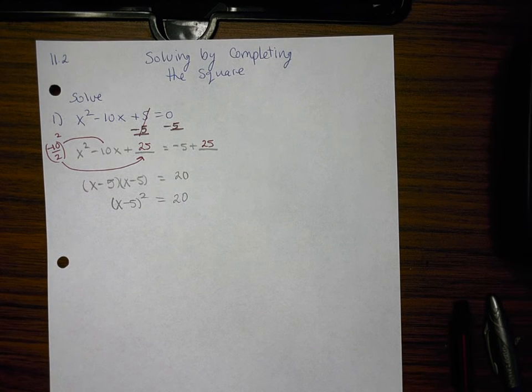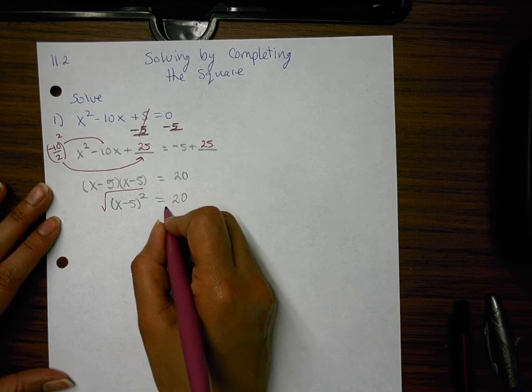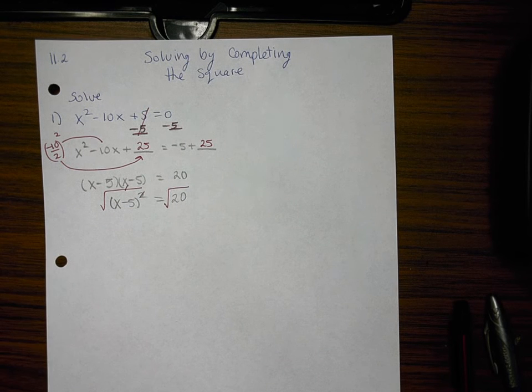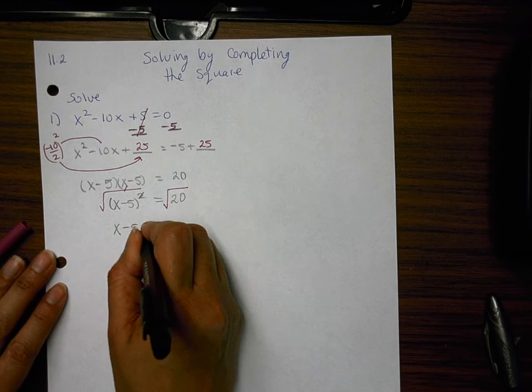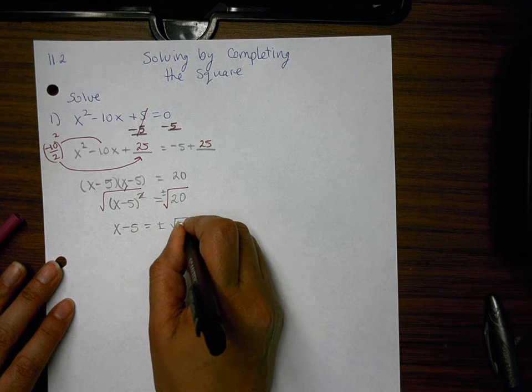And think of our last unit. We had stuff like this, and what did we do to solve? We square rooted both sides. Because remember, square roots and squares are inverse operations. They undo each other. And also remember, when you square root both sides, it's plus or minus. So plus or minus root 20.